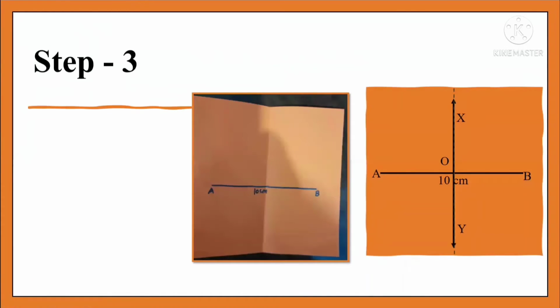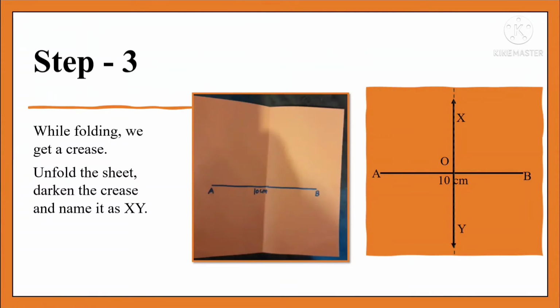The step 3 is now unfold this sheet. Once you unfold this sheet, you can see a crease will be formed. Okay. Now while folding, we get a crease, and once we unfold it, we darken the crease and name it as XY. So on unfolding it, we just darken the crease and we get this XY line. And this XY line is what? This is the perpendicular bisector.